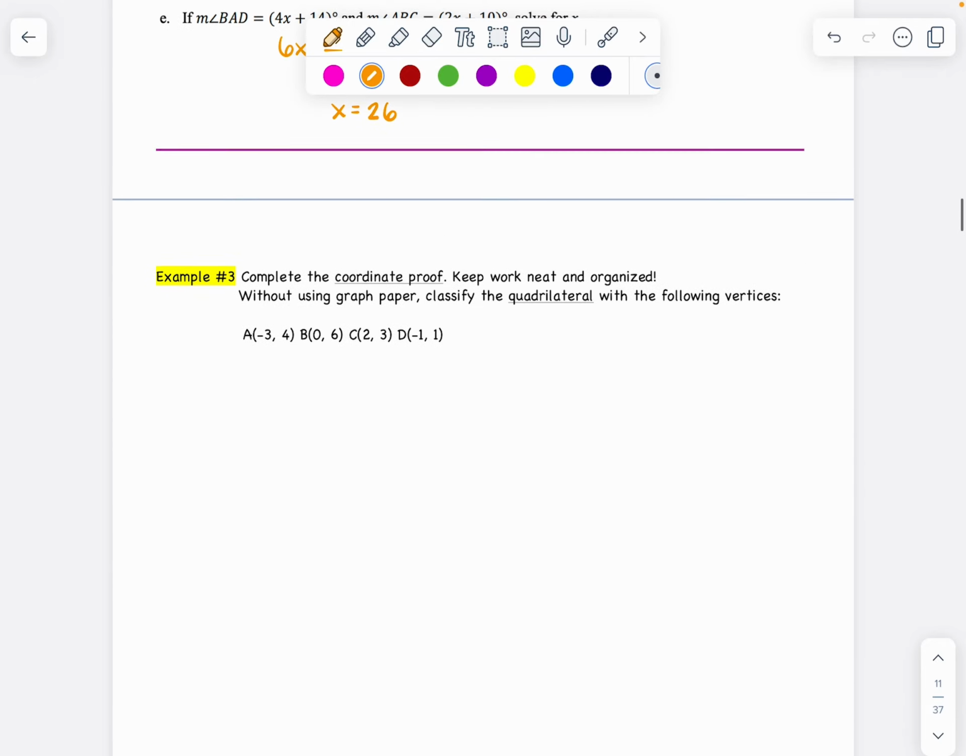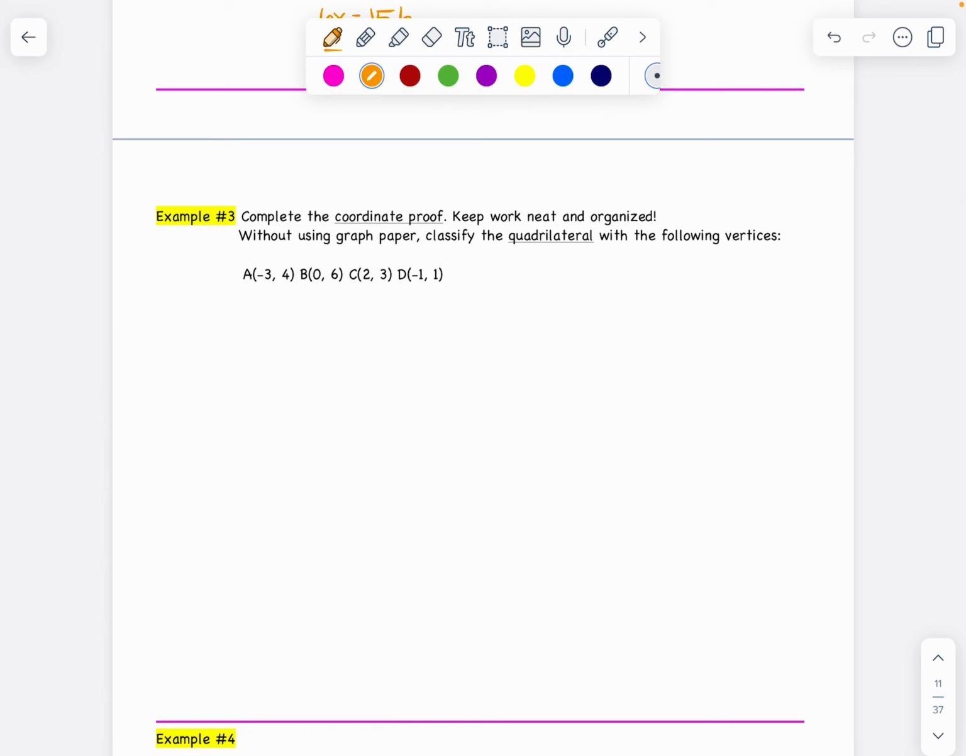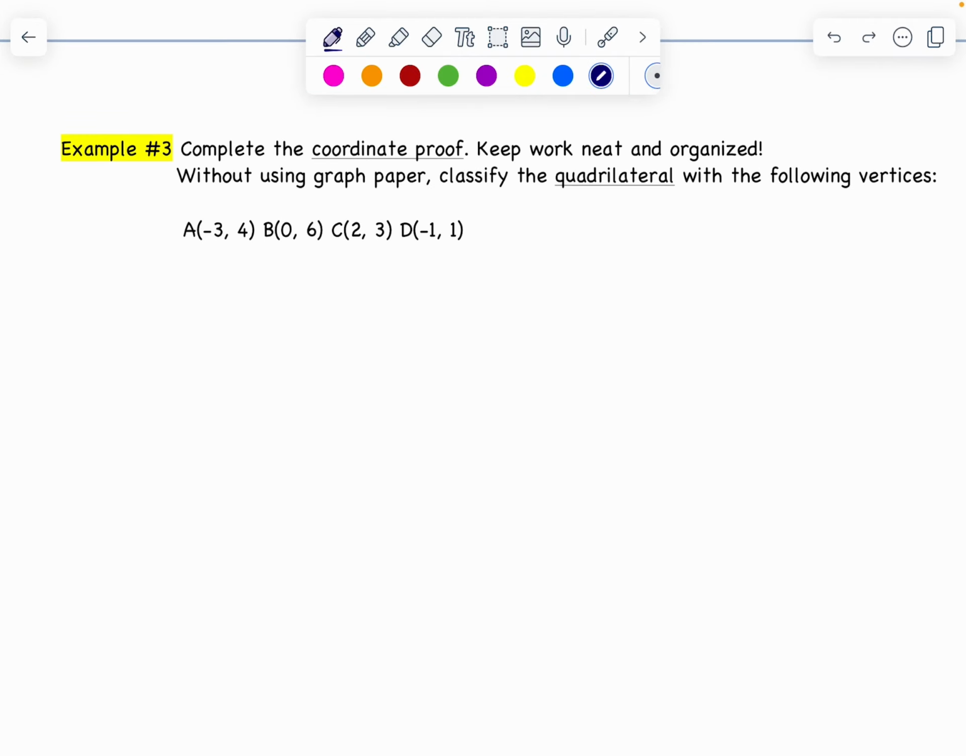Okay. All right, example 3. Sorry, we're close. All right, example number 3, we're going to do another coordinate proof. Okay, so we did one yesterday, but we were kind of taking baby steps with the graph, but now we don't have a graph anymore. So it says complete the coordinate proof, keep work neat and organized. Without using graph paper, classify the quadrilateral. All right, so notice they're just telling us it's a quadrilateral. So I don't really know if it's a parallelogram, a rhombus, a rectangle, or a square. And that's all we've learned up to this point. So it's going to be one of those 4 things, or maybe it's none of the above. Maybe it's just a weird quadrilateral.